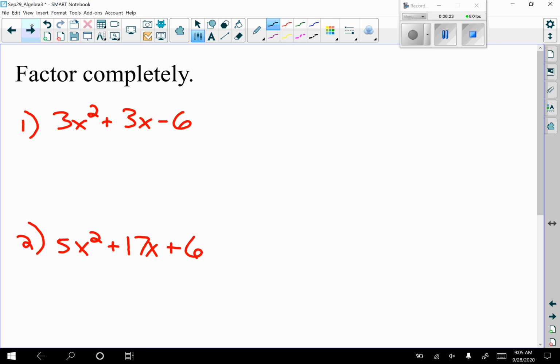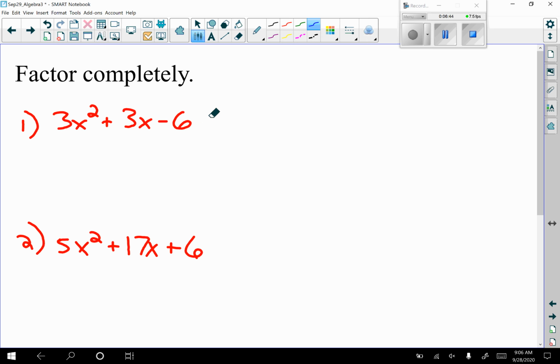All right, so let's take a look at these. Please pause the video to copy down 1 and 2, leave some space, and we're going to go through a little checklist. All right, so 1 is a trinomial. We have 3 terms. If you notice here, it is in descending order. We've got the x squared term first, then the x to the first term, then our constant.